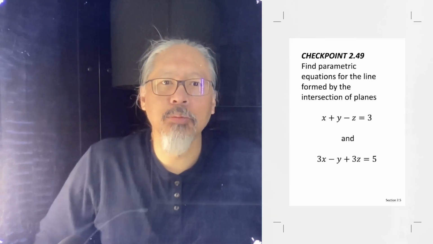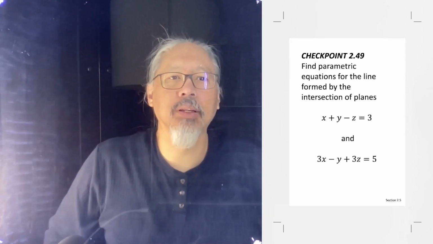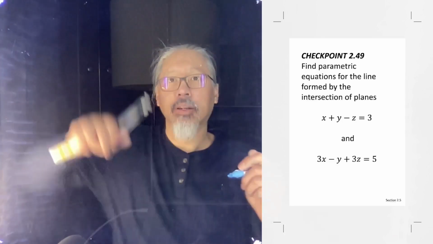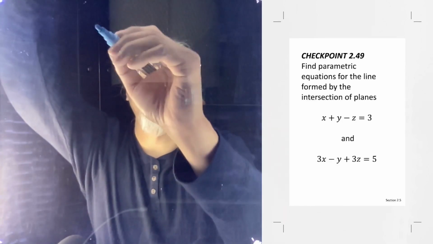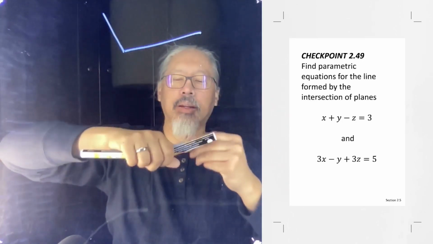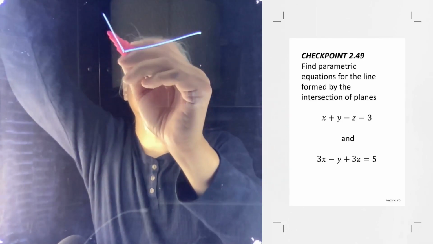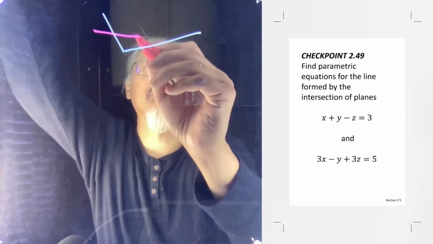This is checkpoint 2.49. They want us to find the equation of the line formed by the intersection of two planes. And let's just say this is one of the planes, and let's say this is another plane. Let's say it kind of looks like this.